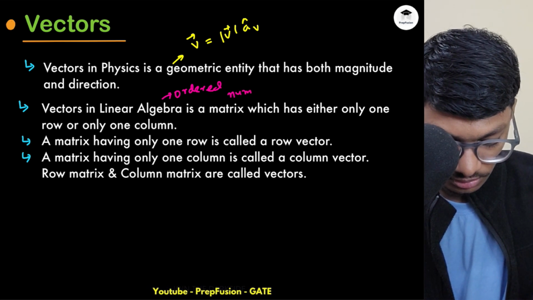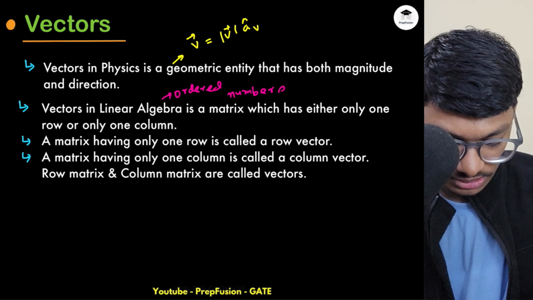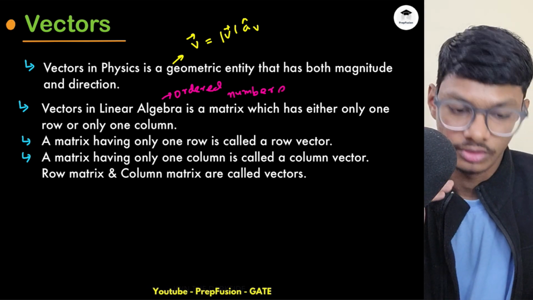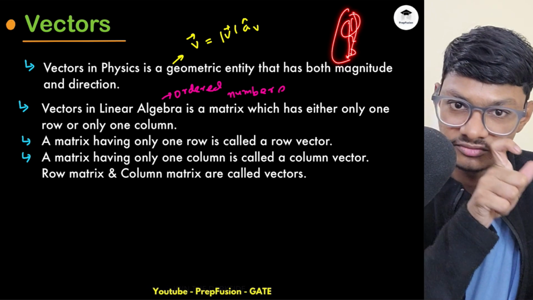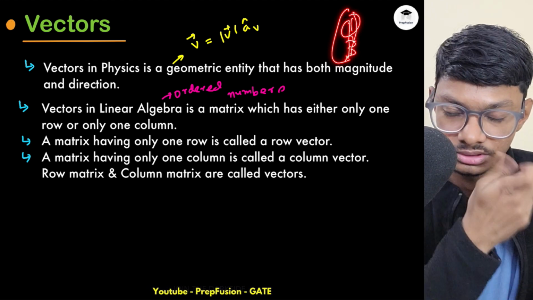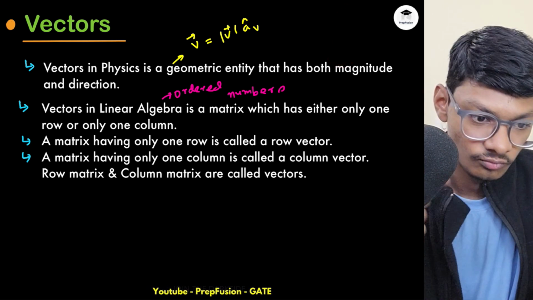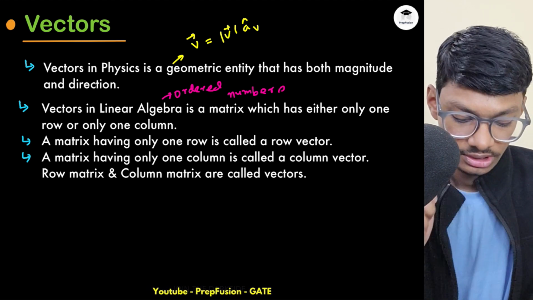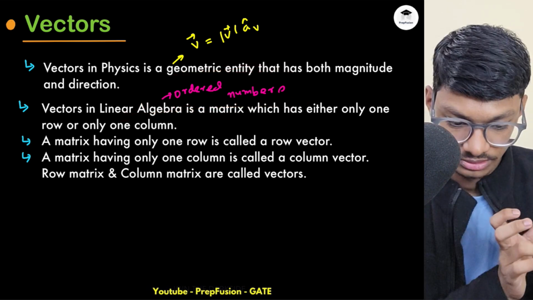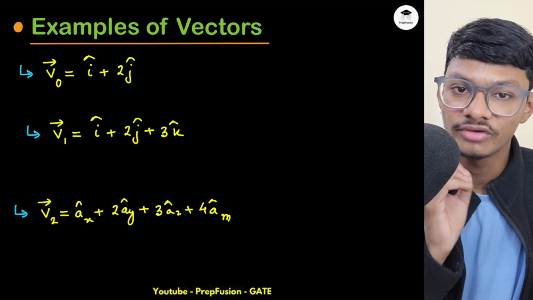If in a column matrix it is written 1, 2, 3, then this is ordered, right? 1 is coming first, then 2 is coming second, then 3 is coming third. So 1 means 1 unit in the x direction, 2 units in the y direction, and 3 units in the z direction. That's why they are known as ordered numbers.